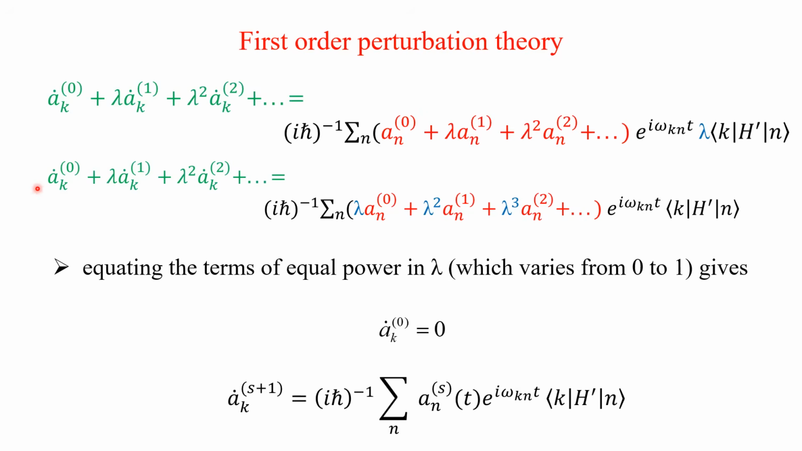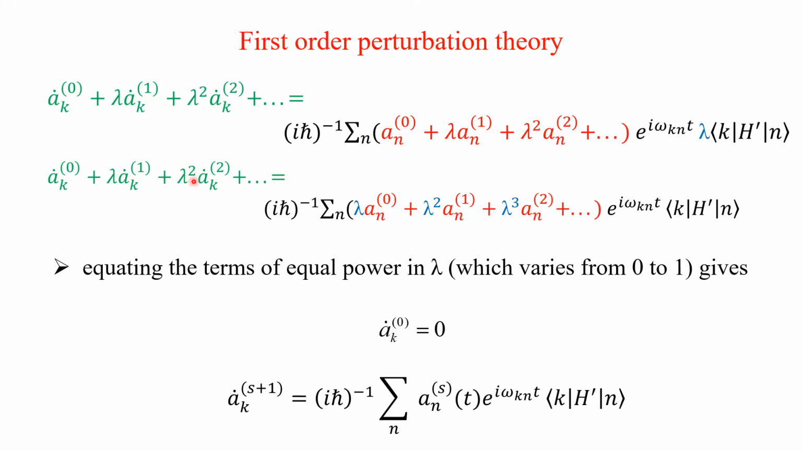You have the term without lambda in the left hand side, that is ak dot 0, but in the right hand side there is no term without lambda, so it will become 0. It is very well you can understand the expansion coefficient in unperturbed condition is a constant naturally, because if you differentiate the constant you will get 0. And the remaining term here you can see ak dot 1 lambda, here it will become 0, that is an 0.